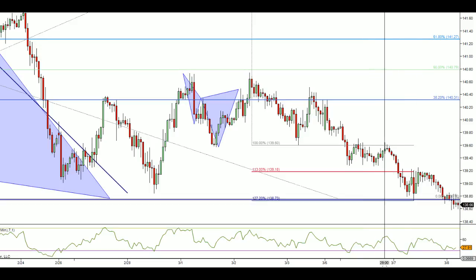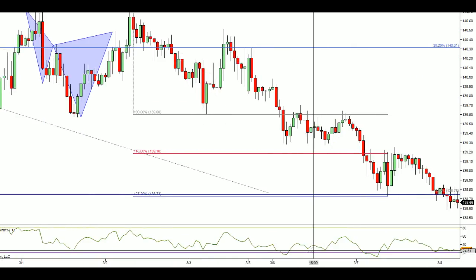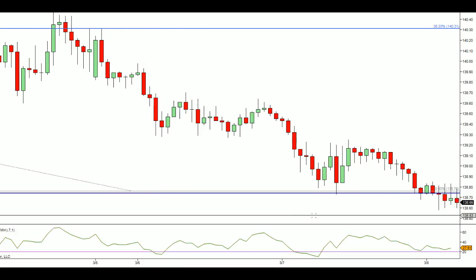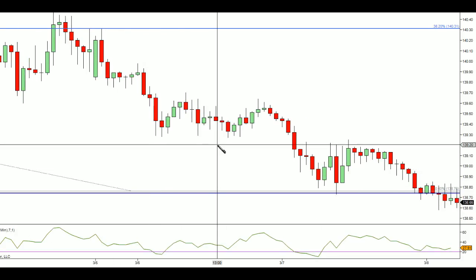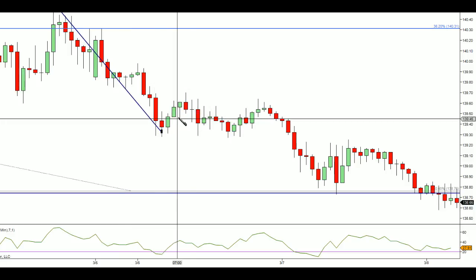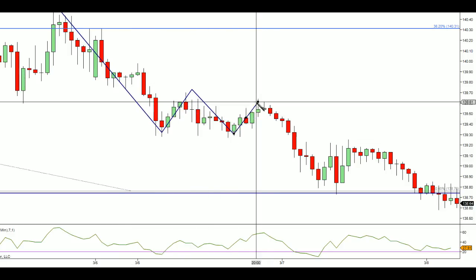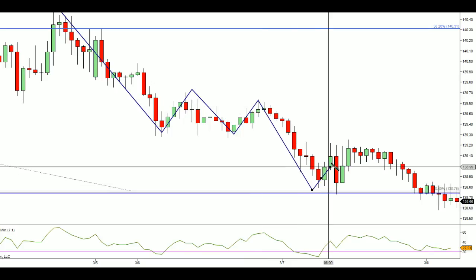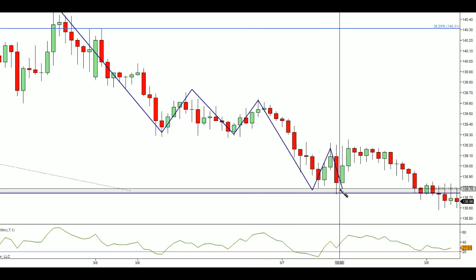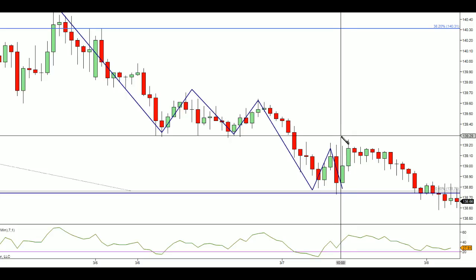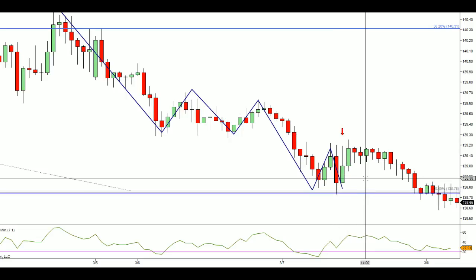Now, I've already been stopped out of this for +5, but let me show you why. Price is coming down, right? We put in a double bottom here, kind of, and we broke lower. We put in another double bottom, right? But this candle right here is where I rolled stops.